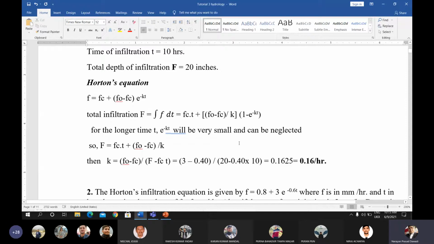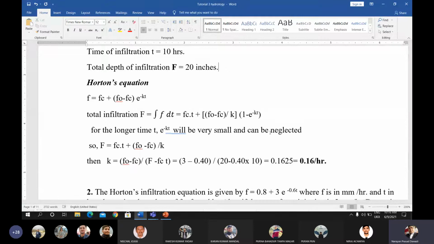Now, after integrating f dt, where f is fc plus f naught minus fc e power minus kt, you get fc times t plus (f naught minus fc) divided by k times (e power minus kt minus 1). Since k is negative, it becomes 1 minus e power minus kt. When t is equal to 0, e power minus kt is equal to 1.